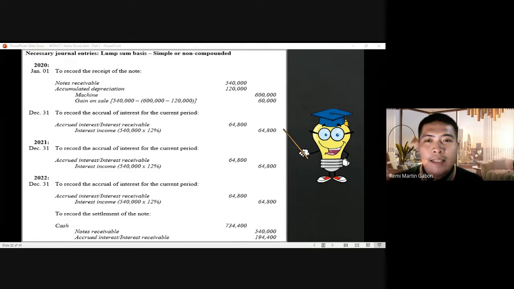Okay. So if I'm going to ask you, if you lend money to someone, what will you choose? Compounded interest or simple interest? What do you think?